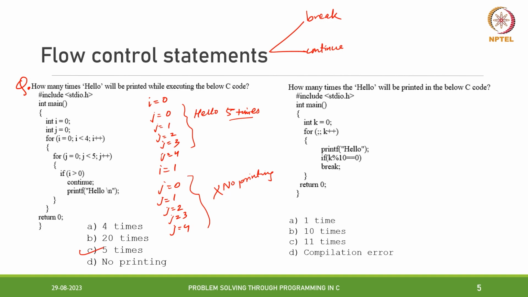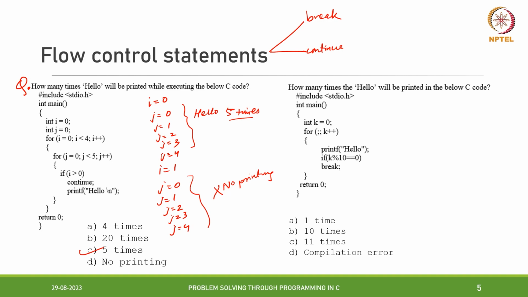Okay, so what exactly continue does is, once it is executed, it will skip the rest of the lines and go to the next iteration. So that particular iteration will be skipped. Keeping that in mind, let's see what will happen here.